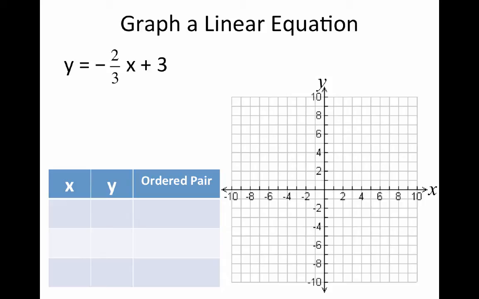Here's another equation. Y is equal to negative 2/3 x plus 3. Go ahead and find the x and y intercepts and find another point that falls on the line to graph the line.